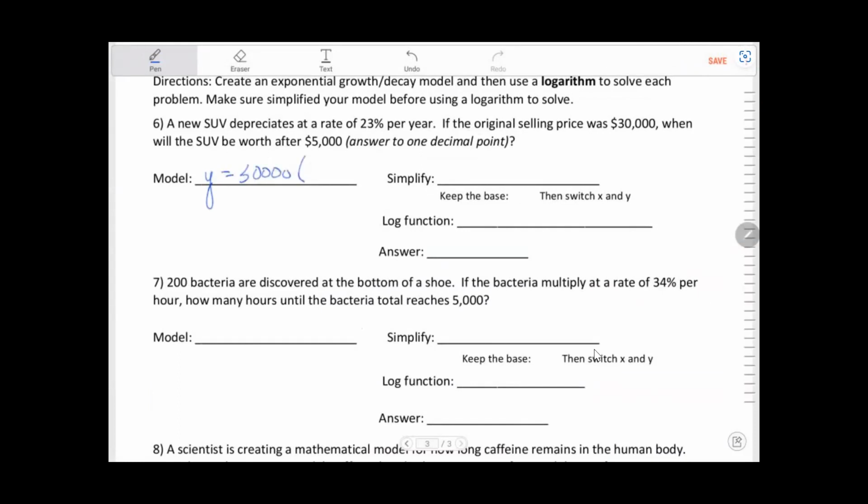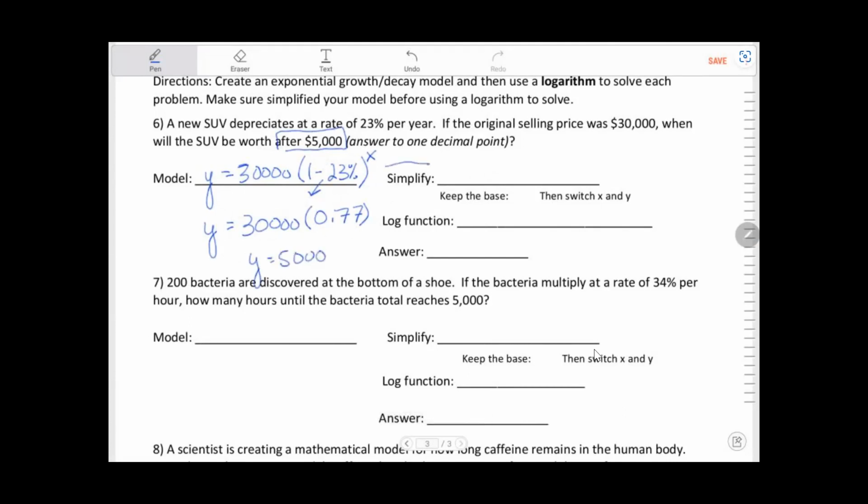So the model was 30,000 times 1 minus 23%. And we're going to use x's and y's instead of t's. We're going to want to change this to a decimal. We could leave it like that, but it's a little messy. If you put that in your calculator, you'll find out that it's 0.77. And so now we have our simplified version of that, and we want to know when will the SUV be worth 5,000? So y is going to equal 5,000.